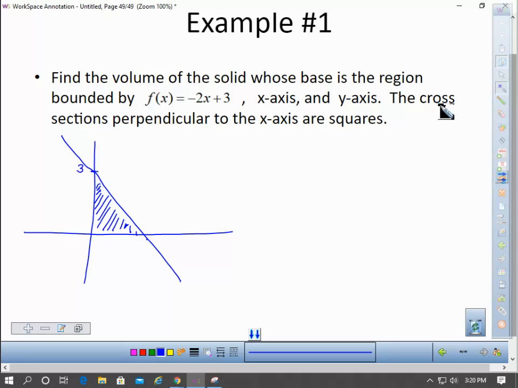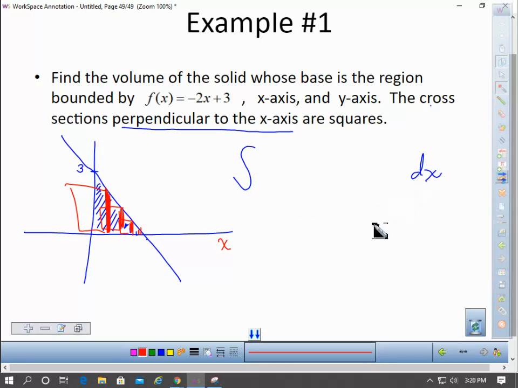Now the cross sections are going to be perpendicular to the x-axis. So I know if I'm perpendicular to the x-axis, I'm in x's. And then I want to put squares. So let's think about building squares perpendicular to the x-axis. Here's my x-axis. Perpendicular to the x-axis, this is going to be a square, and then there would be another square here, and another square here. So here's the length of the sides of my squares. So we're building squares on here.